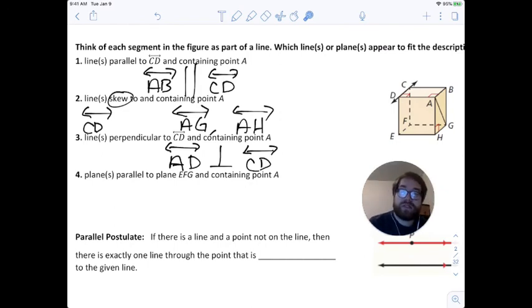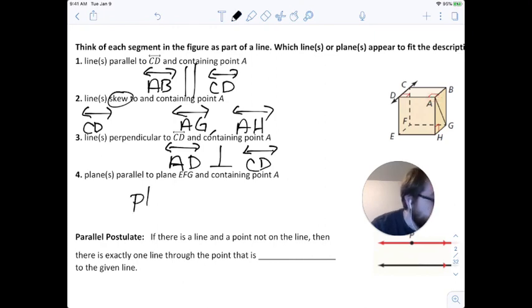So this is a little bit easier to see because on a cube we can see easier what's intersecting. Like this part's intersecting, this part's intersecting, this part over here is intersecting, this whole thing's intersecting. So the only plane that's not going to intersect EFG is right here up at the top. So that's a parallel plane to EFG, and it also contains point A. So we know that one's right.